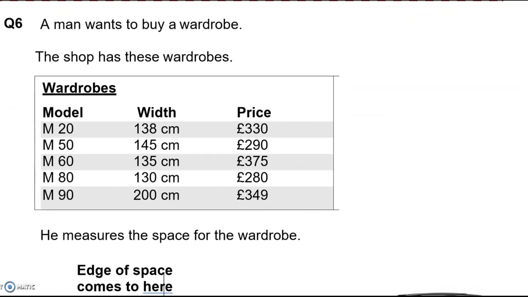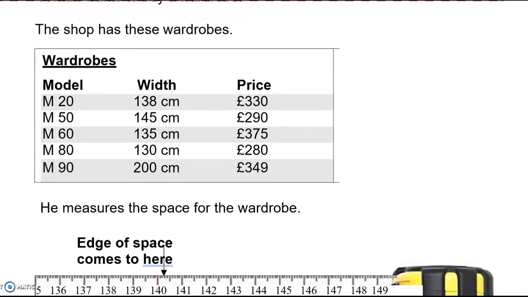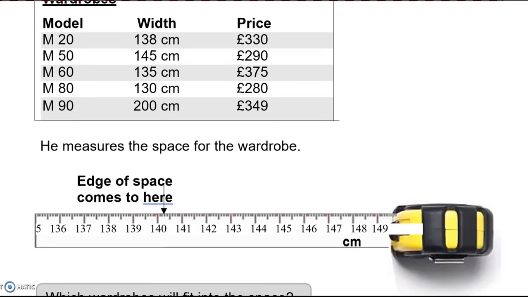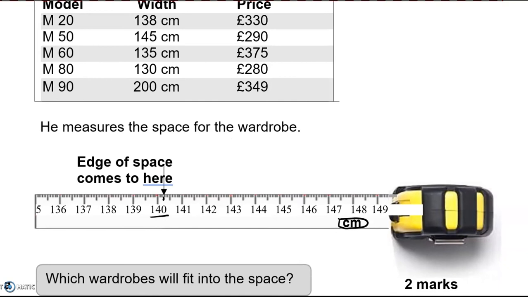A man wants to buy a wardrobe. The shop has these wardrobes. Model 20, 50, 60, 80, and 90, and we've got different widths and prices. He measures the space for the wardrobe. Edge of the space comes to here, so just over 140 centimeters. Which wardrobes will fit into the space?